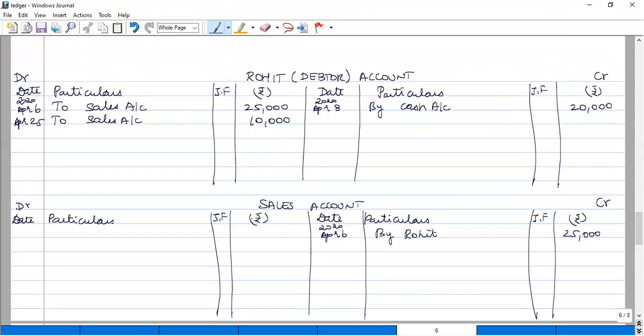Now coming to sales account once again. Sales account is credited. So here also the entry is on the credit side. April 25th. What is the reason for the entry? The sales made is actually a credit sale to Rohit. Okay, that's why it is mentioned Rohit account. How much is the goods sold? It is of worth rupees 10,000. Now come to the last transaction.